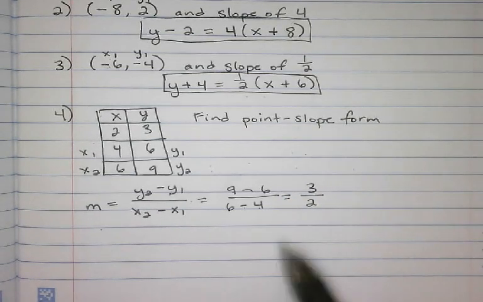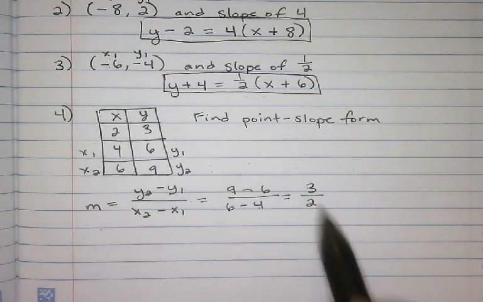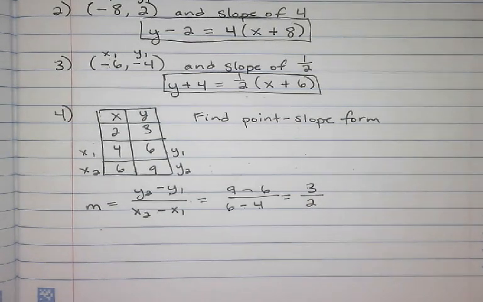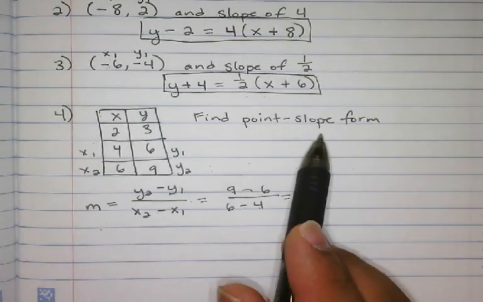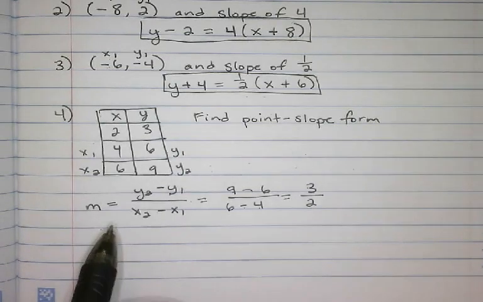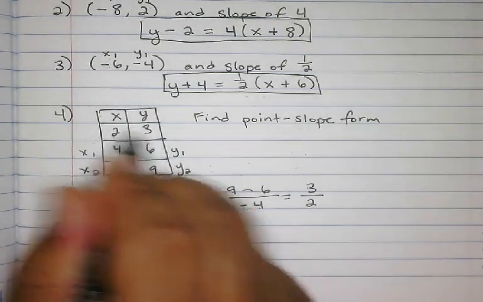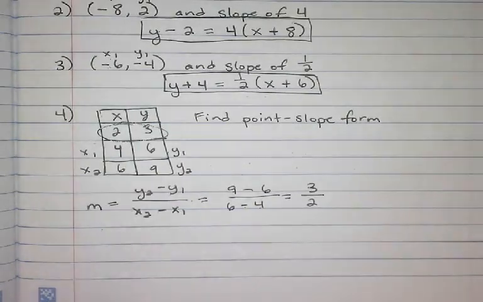Okay? And if it's like this, leave it like this. Leave it as an improper fraction. Don't worry about rounding, either write it as a decimal or an improper fraction. Okay? So now I'm going to write it in point slope form. I can pick any of these points, but I'm just going to pick the top one. So I'm using this point.